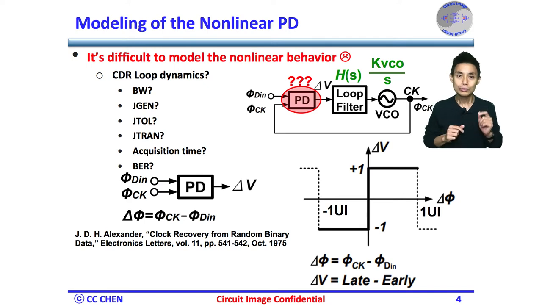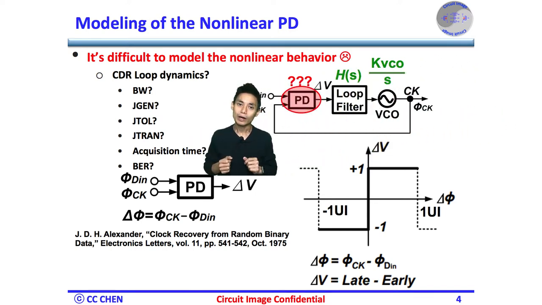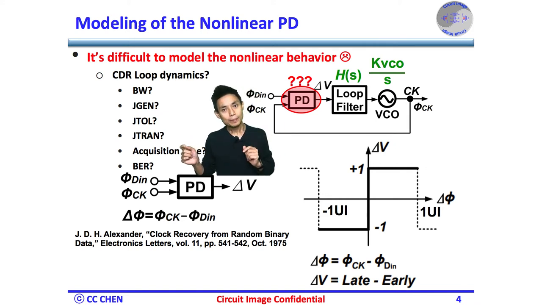In a CDR loop, we know the loop filter's transfer function for the RC passive element, which is linear and could be specified in H of S. Easy. In addition, the VCO's output phase is the time integral of output frequency. Therefore, its transfer function is KVCO divided by S. If we can specify the PD transfer function, we can specify the whole CDR loop and help the whole CDR loop's dynamic design in detail. For example, we need to understand or verify a few CDR dynamic performance metrics, such as CDR's bandwidth, jitter generation, jitter tolerance, jitter transfer, and acquisition time, to make sure the SerDes can meet the target spec. If the modeling of the nonlinear PD is missing, that will be an issue for CDR modeling in a design.